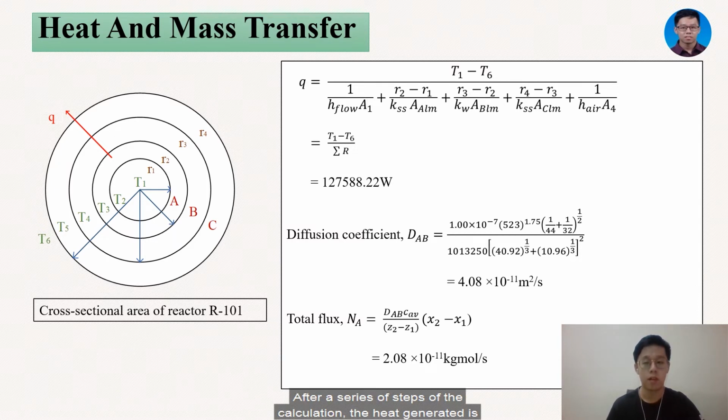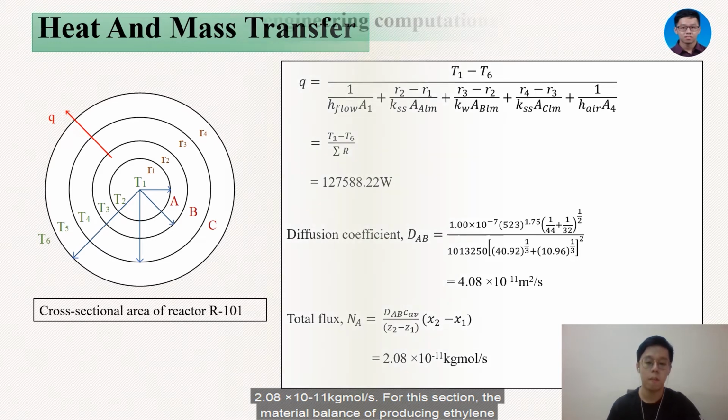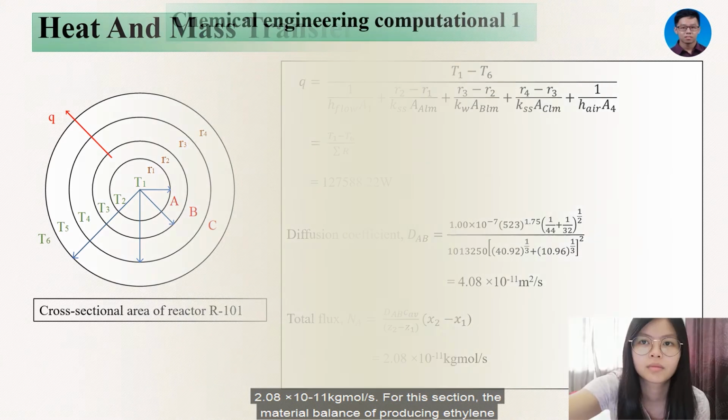After a series of steps of calculation, the heat generated is 12758.22 watt and transferred from the reactor to the outside environment. For the mass transfer part, the value of the diffusion coefficient and mass flux is calculated. After some calculation on the required parameters in the formula, the value of the diffusion coefficient is 4.08 by 10 power of negative 11 meter square per second, and the flux value is 2.08 by 10 power of negative 11 kg mole per second.